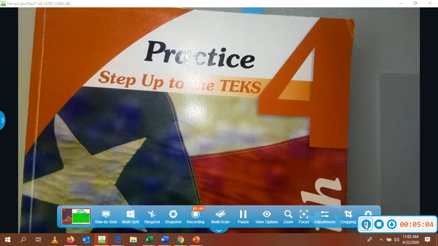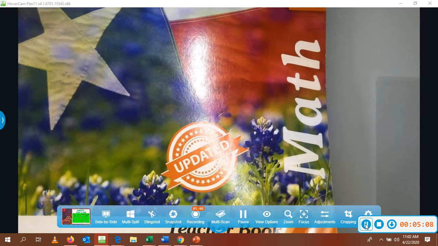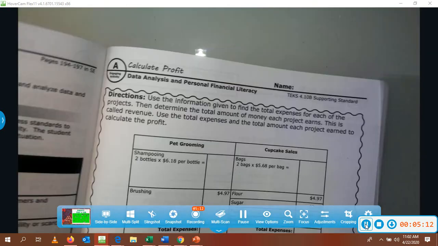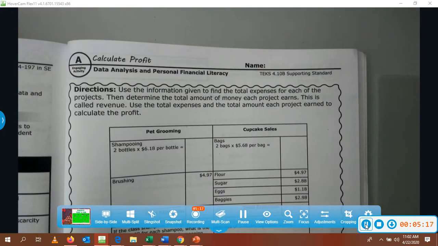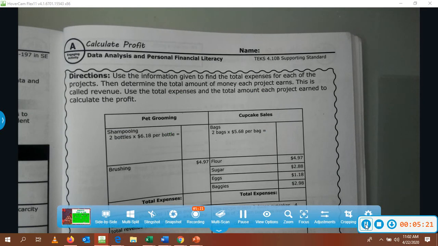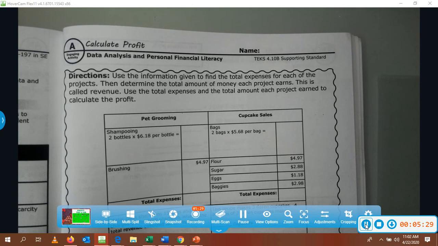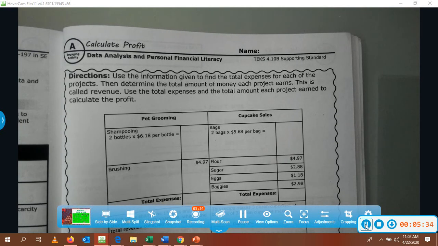Today I'll be using the Practice Step Up to the TEKS Math Edition. This is the book that I'll be coming from today. Okay. Directions: Use the information given to find the total expenses for each of the projects. Then determine the total amount of money each project earns. This is called revenue. Use the total expenses and the total amount each project earned to calculate the profits.